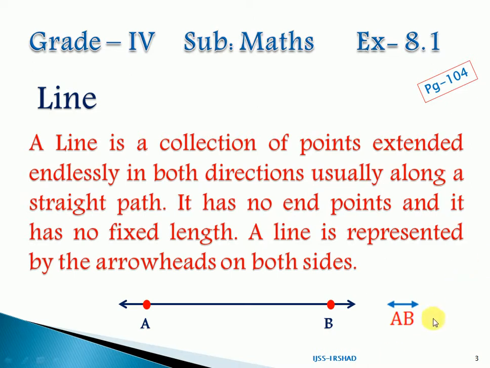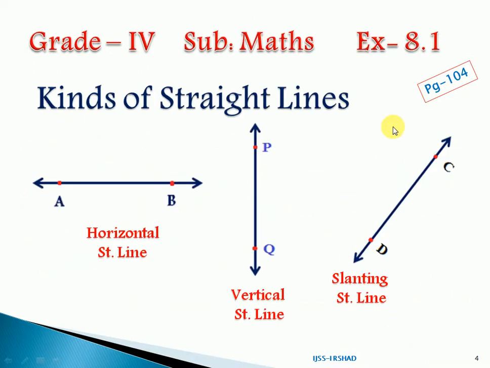You can see there. So it is a line. I told you the main thing about a line: it is extended in both directions endlessly. It has no end points, it has no fixed length, and a line is represented by arrowheads on both sides. You can see, and this is the symbol of a line. Then I told you the types of lines. So this is a horizontal straight line, this one a vertical straight line, and this a slanting straight line.